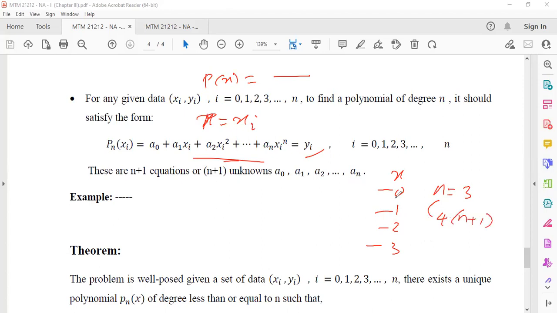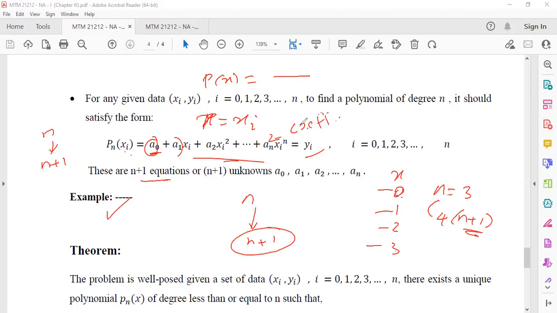So whichever number you are starting from 0, if you are ending at 3, there are n plus 1 points. Similarly, if you are getting n points, you should have n plus 1 points there. And we can see in the example later. When you are solving, let's say I have n plus 1 points. If I substitute those n plus 1 points, our purpose is to find a naught, a1, a2, these coefficients.